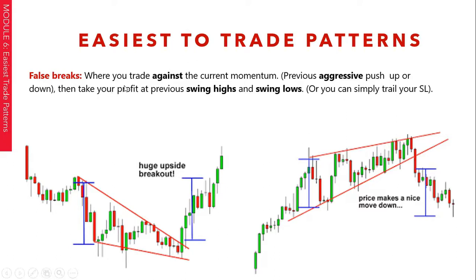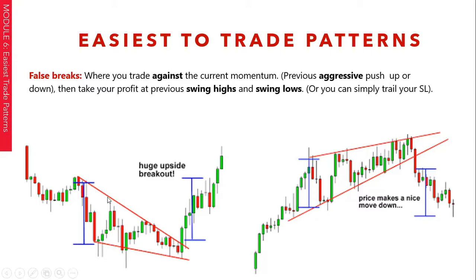So when you're trading against the current momentum, false breaks are where you're trading against the current momentum. So the momentum is possibly up and then you enter in the opposite direction. The momentum was down and then you enter in the opposite direction. The momentum was up and then you enter in the opposite direction. Previous aggressive push up or down, then take your profit at previous swing high. So this is a typical way in which you can enter a trade, okay?